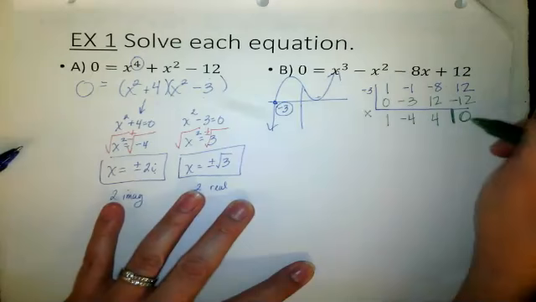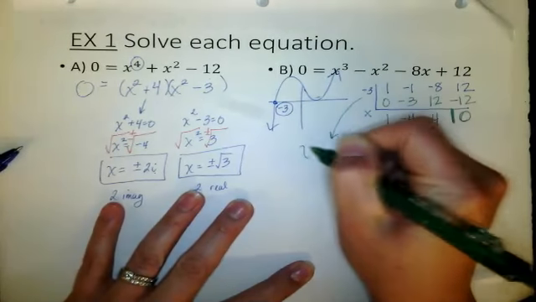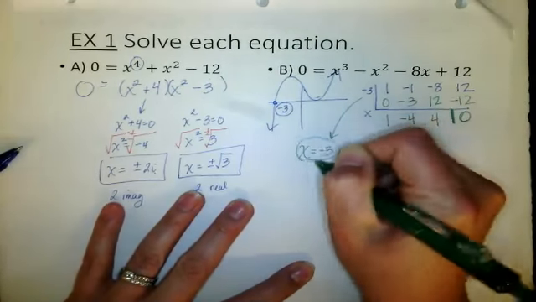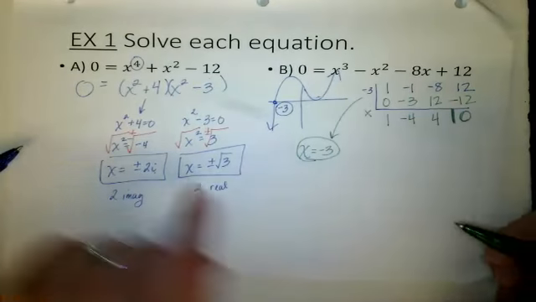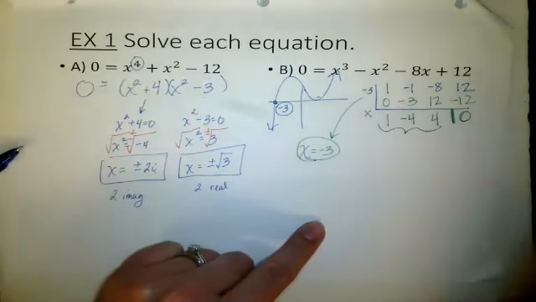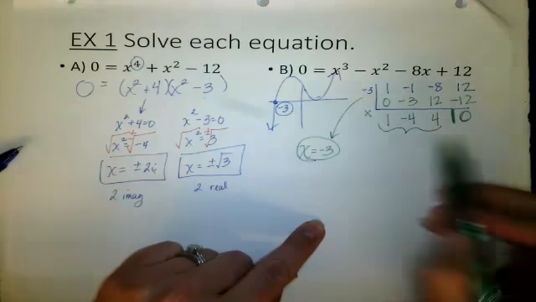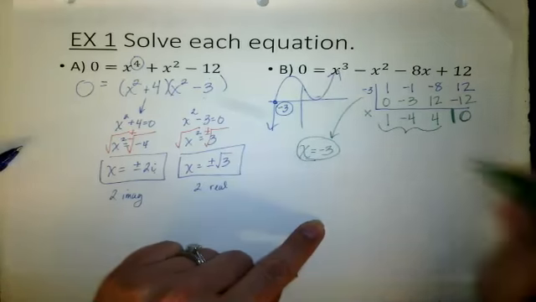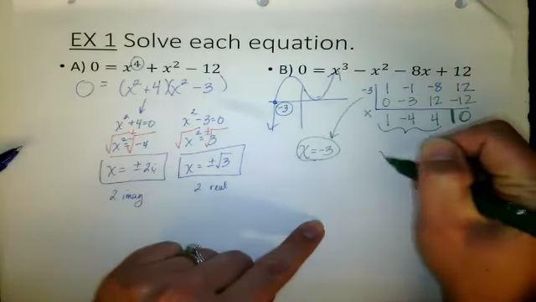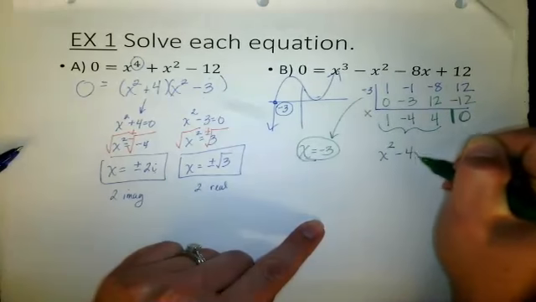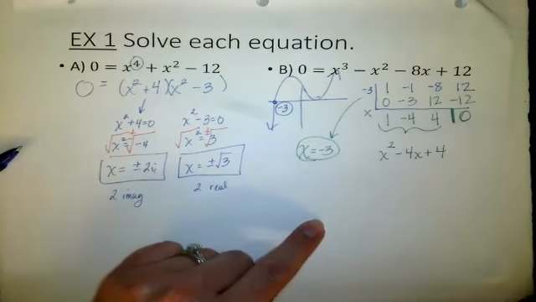By using synthetic division, we just proved that x equals -3 is a solution for x. Then we have this quotient that's left over. Can you put this back in polynomial form for me? What would it be? Good. x squared minus 4x plus 4.